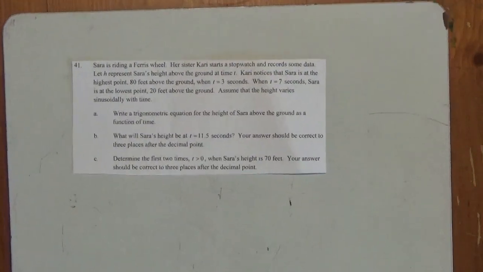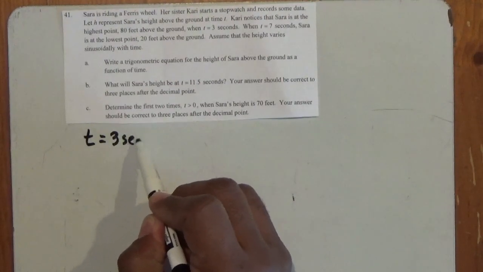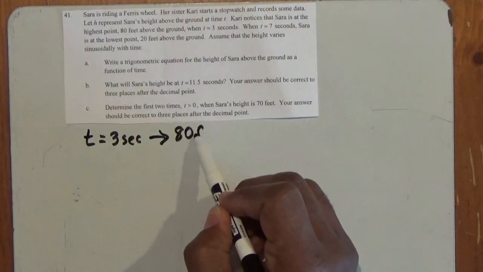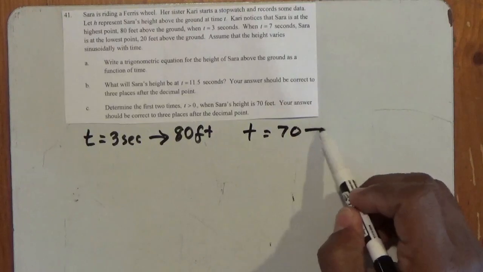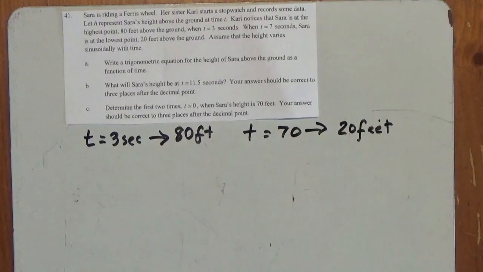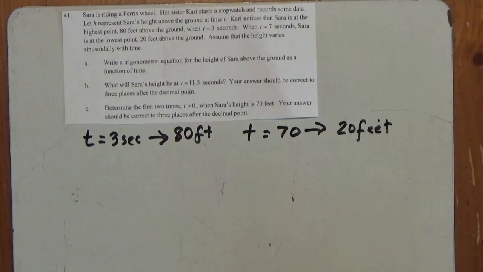Let's pull the information from the problem, similarly to what we did before. At t equal to 3 seconds, we are at 80 feet. And at t equal to 7 seconds, we're at our lowest point, which is 20 feet. That's pretty much enough information to get what we need.